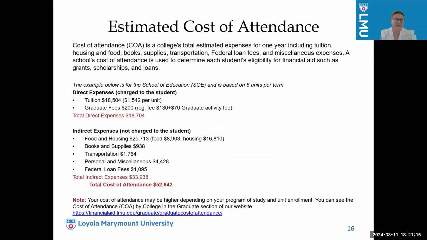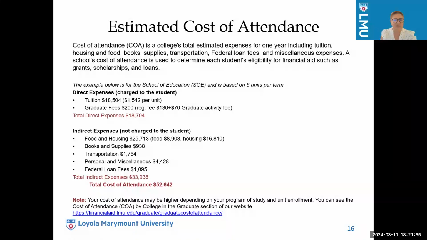Let's talk about what the estimated cost of attendance is for a student. I can give you one example, and then I can tell you where to go to see the one that's very specific for your college. So what is the cost of attendance? The cost of attendance is a college's total estimated expenses for 1 year, including tuition, housing and food, books and supplies, transportation, federal loan fees, and miscellaneous expenses. A school's cost of attendance is used to determine each student's eligibility for financial aid, such as grants, scholarships, and loans.